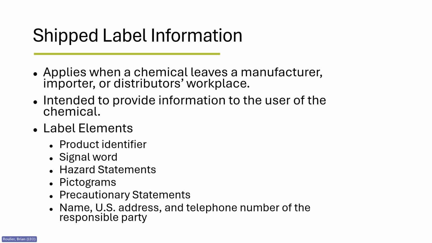These labels must have 6 required elements: the product identifier, the signal word, the hazard statements, pictograms, precautionary statements, and the name of the responsible party and the US-based address and telephone number. These elements all remain similar to the previous requirements for shipped labels, with the specification that the responsible party must have a US-based address and phone number listed. The GHS shipped container labels are not the same as Department of Transportation labels and placards.